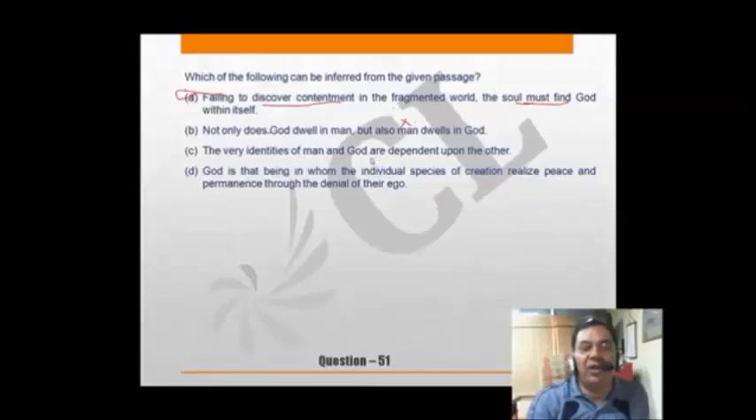The very identity of man and God are independent of one another. This can also be there. God is that being in whom the individual creations realize peace through the denial of their ego. This can also be the answer. We'll have to go back.